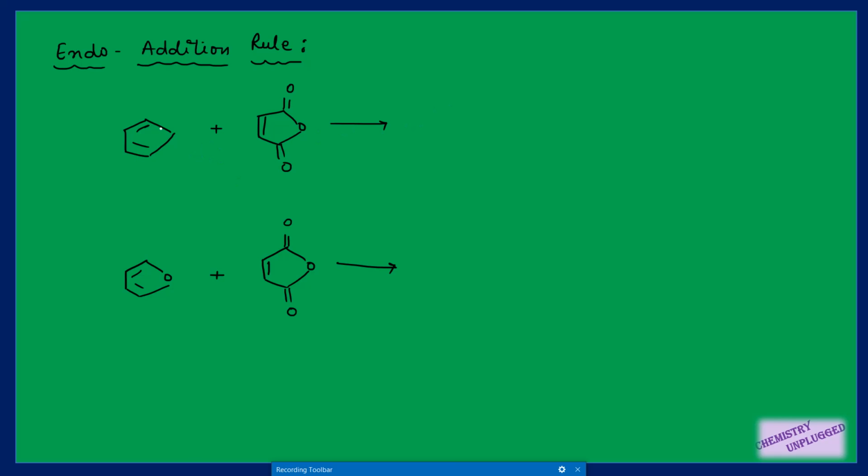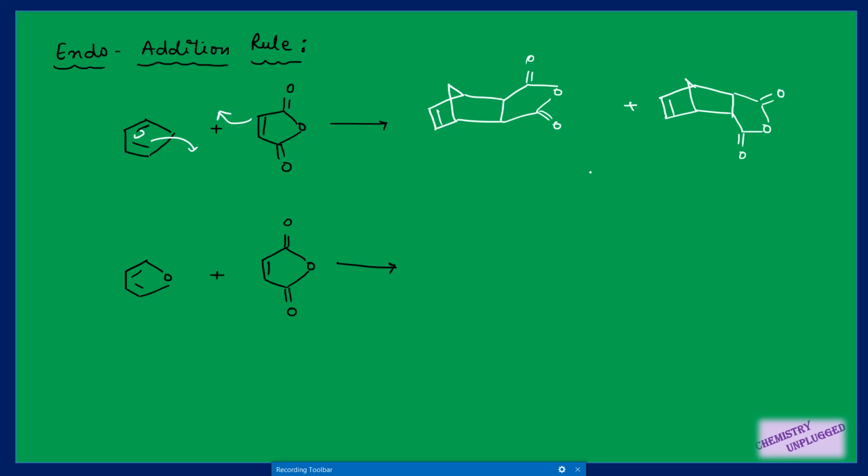So the endo rule says that when we are forming this cycloaddition product, this type of product will form in which we have this bridged carbon, right? And the question comes that you can have two types of products, this one and another one is this one, right? So now you can decide this is our exo product and this is the endo product.